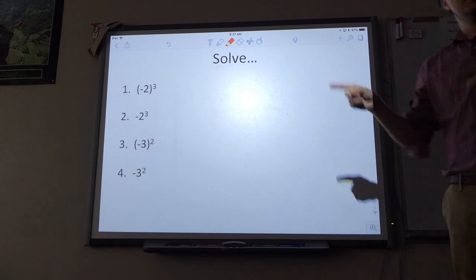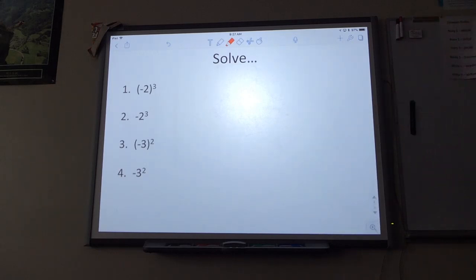I want you to do all 4 of these, but do all 4 of these with a calculator. Type it in exactly as you see it. Use a calculator on this. Type it in exactly as you see it. If it's parentheses, put parentheses. If it's not parentheses, don't put parentheses.